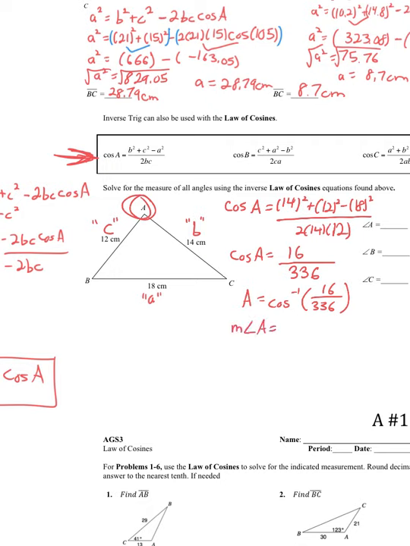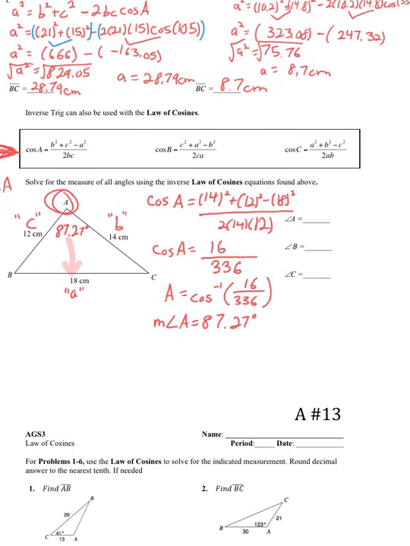And I'll get measure of angle A equals 87.27 degrees. Well, we're going to the nearest hundredth here. And that makes sense, again, because 87.27 is almost 90 degrees, and it's opposite the longest side of the triangle. So it makes sense that it's pretty close to 90 degrees. It's going to be the largest angle of this triangle. So measure of angle A, 87.27 degrees.